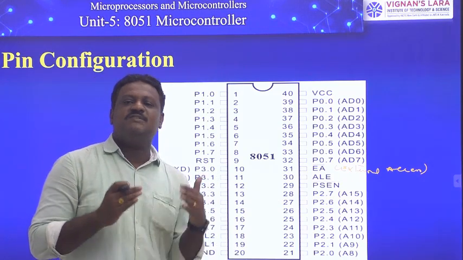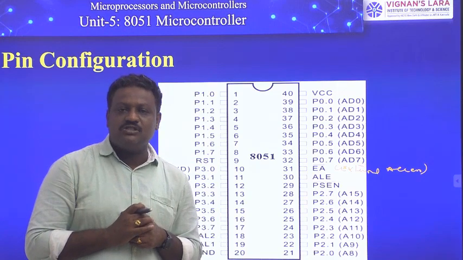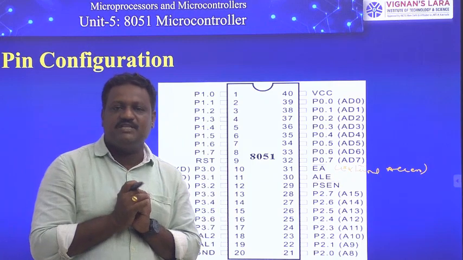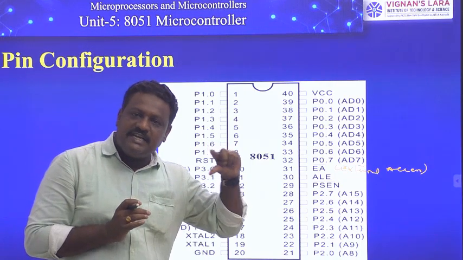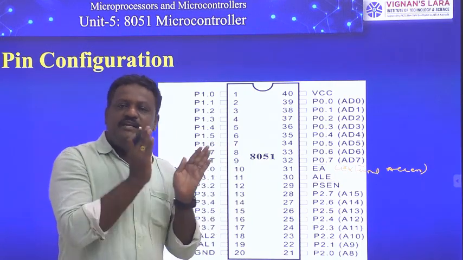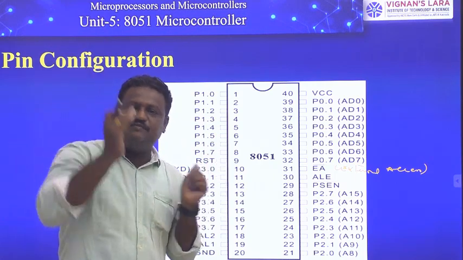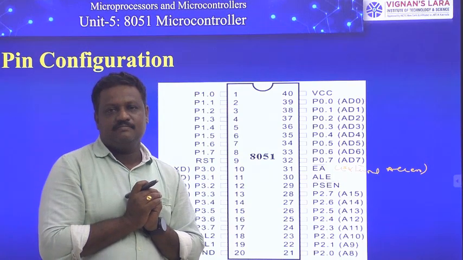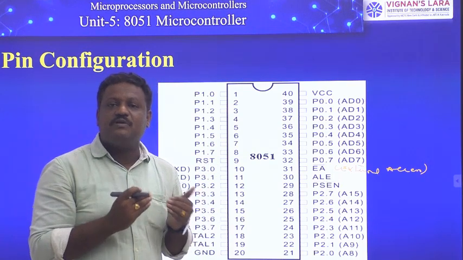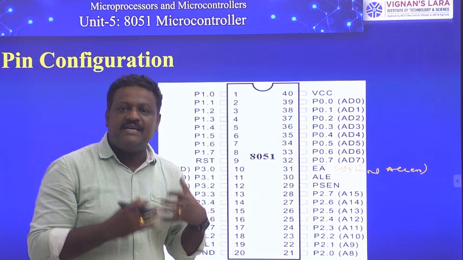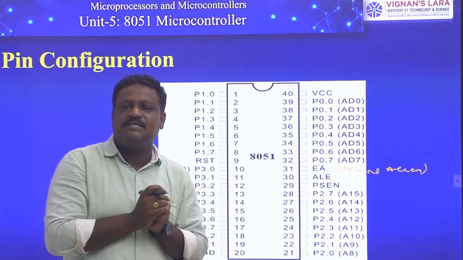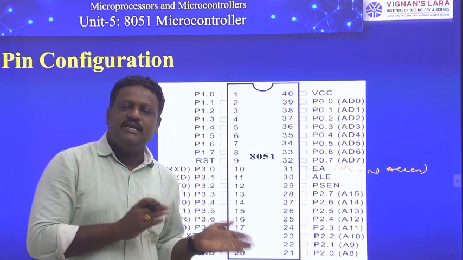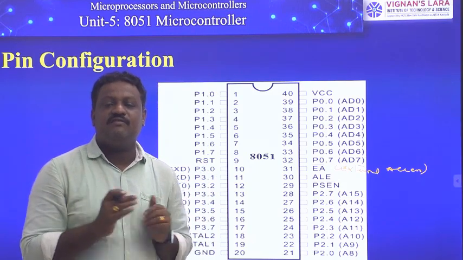This EA bar signal must be active because your 8051 supports both internal memories as well as external memories. It has an internal data memory of size 128 bytes, and it may support external data memory of size 64 kilobytes. In that case the same addresses may repeat. The same applies to program memory. Your 8051 has an internal program memory of 4 kilobytes and it can also support external program memory of size 64 kilobytes. In this case also there is a chance of address repetition.